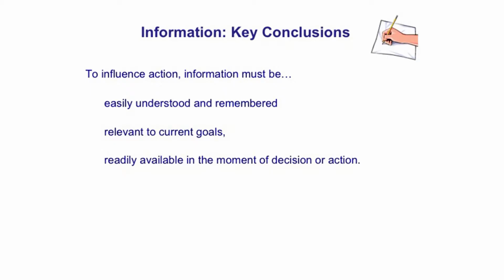So 3 general rules about information. 1, it needs to be easily understood. 2, it needs to be relevant to your goals. And 3, it needs to be available at the time that you need it. So when do you need information about the energy content of food? It's when you're buying that food. That's when you need easily understood, relevant information on packaging.